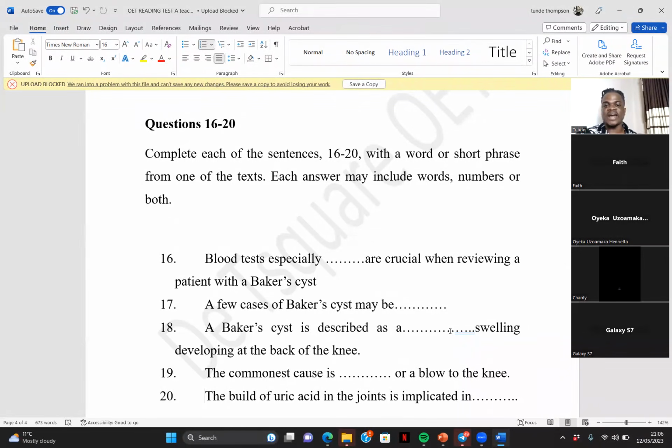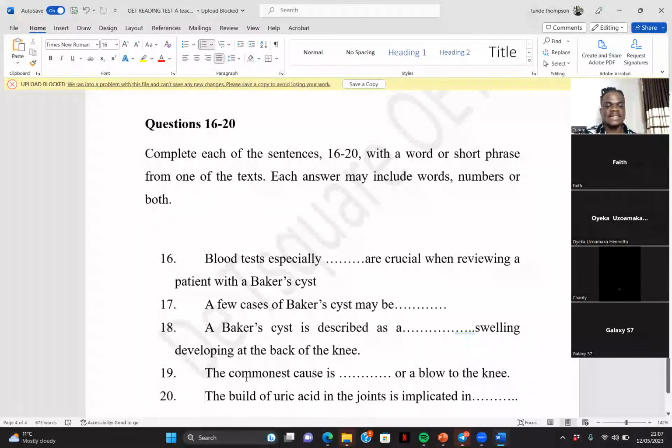Because if you make that mistake, let us say they didn't put the article here and said a Baker's cyst is described as dash swelling, and you now write fluid-filled swelling developing at the back of the knee, that's also not correct, because swelling is a singular noun and it should go with an article. Do you understand? It should be a singular countable. You can count the number of swellings that somebody has. So in this case, it should be a Baker's cyst is described as, then you add a fluid-filled swelling. But if the article has been given, you don't need to repeat it again in writing down your answers.